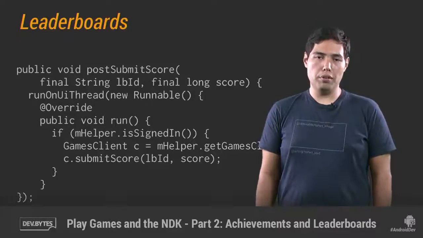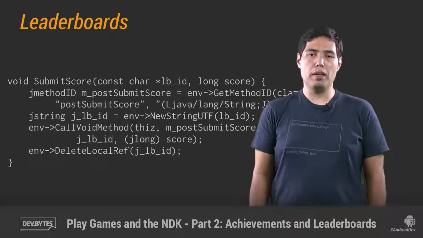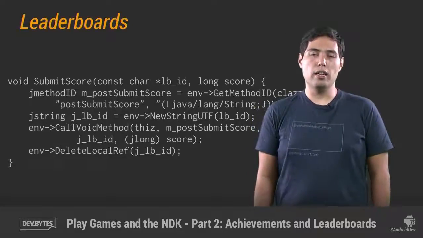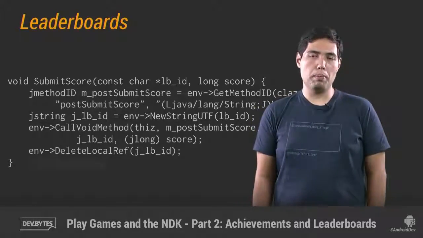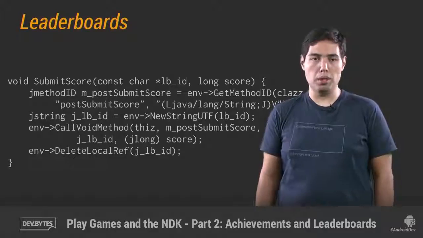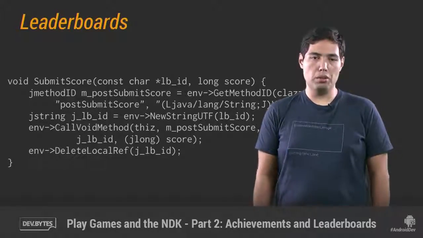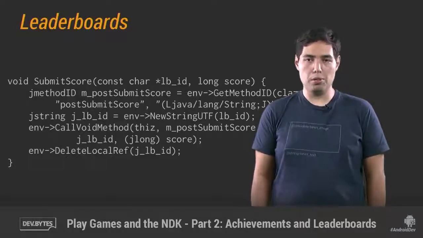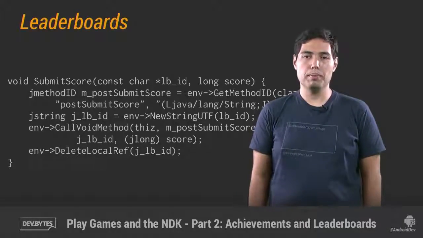Then from native code, we're going to write a very similar method as in unlock achievement, which simply gets the ID of that method and then makes a method call and passes the score that you want to submit to the leaderboard. Then you call the method and you delete the local reference, and that's pretty much all there is to it. Now you have achievements and leaderboards in your native game.